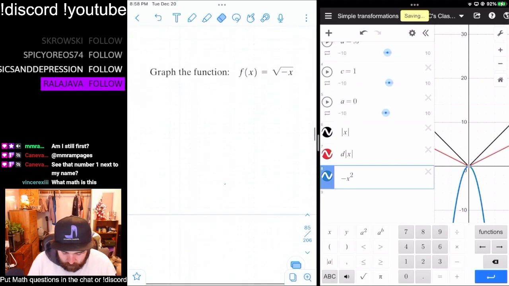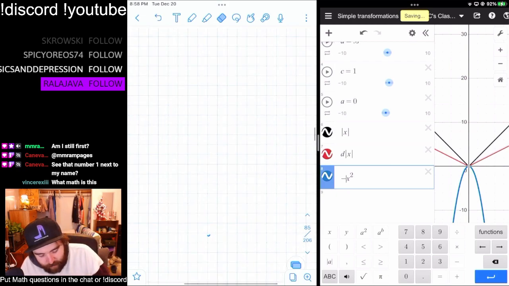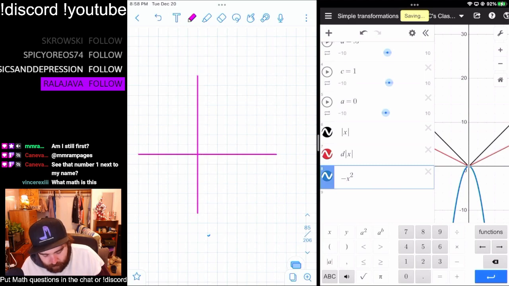This one, like we said, is on the inside. It's being done to the x values. So it's going to flip it sideways. So what does the graph of this look like? This is one of the graphs we need to know. I guess maybe at the end we can go through all the different graphs that we got to know.